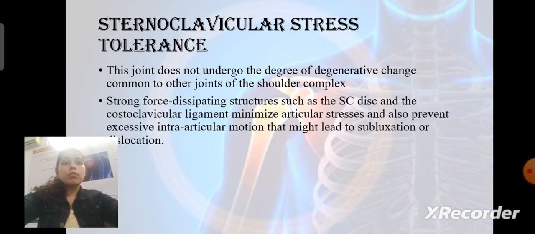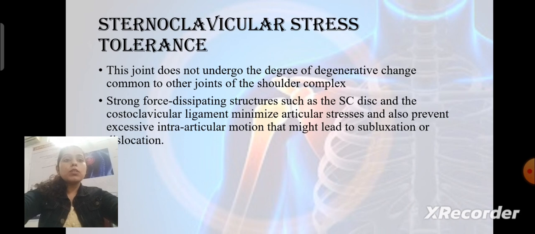Now, sternoclavicular stress tolerance. This joint does not undergo the degree of degenerative changes common in other joints of the shoulder complex. That is, the degenerative change is very low in this joint because there is very little stress on it. Second, strong force-dissipating structures such as the sternoclavicular disc and the costoclavicular ligament minimize the articular stress and also prevent extra intra-articular motion that might lead to subluxation or dislocation.